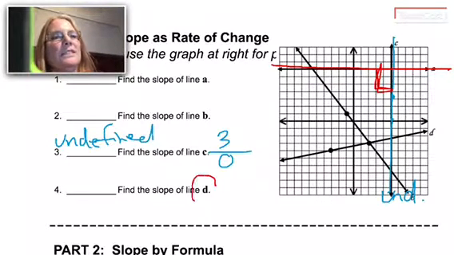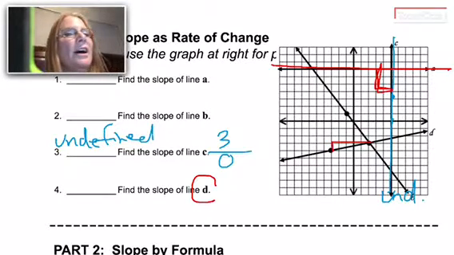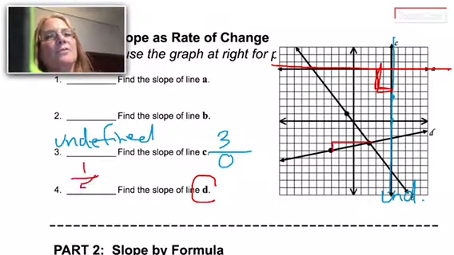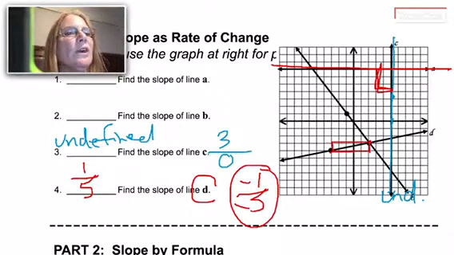The last one is D. On line D, I can go up 1 and to the right 5, positive 1 over 5. Or down 1, negative 1 over negative 5, which is also a positive 1 over 5.